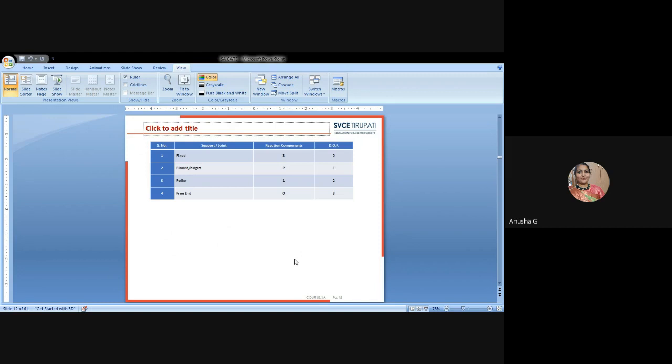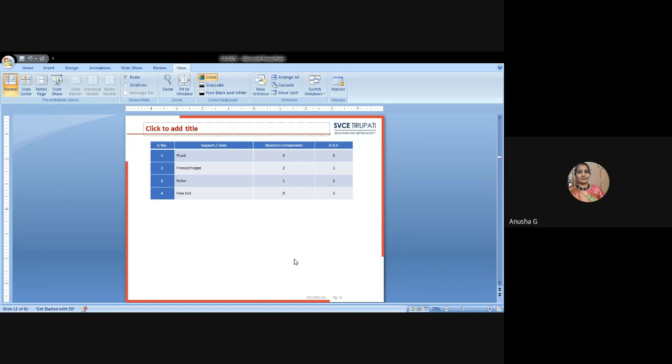Now we'll see some reaction components and degrees of freedom. For a fixed support, the reaction components are 3 and the degree of freedom is 0: 3 minus 3 equilibrium conditions equals 0. For a pinned or hinged support, the reaction components are 2, so the degree of freedom is 3 minus 2 equals 1. For a roller support, the reaction component is 1, so the degree of freedom is 3 minus 1 equals 2.